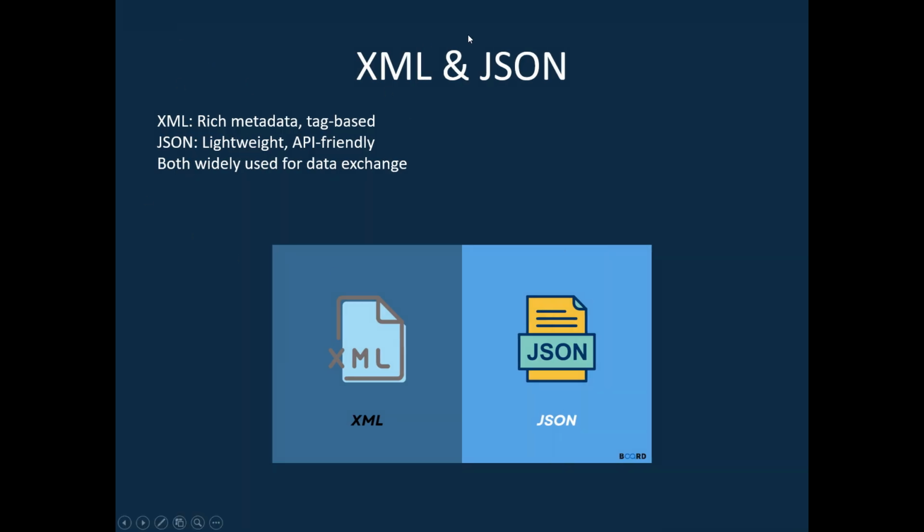What is XML as a semi-structured data? XML means extensible markup language. It represents data in a structured hierarchical form using tags. Tags are used. This supports nested elements, attributes, and complex relationships.